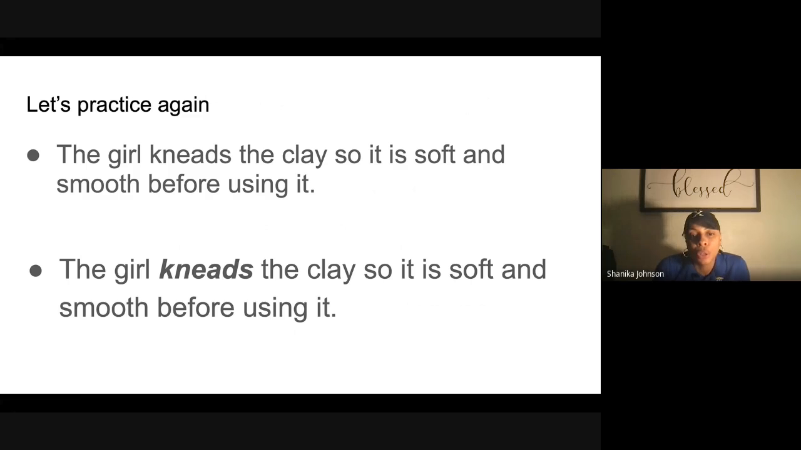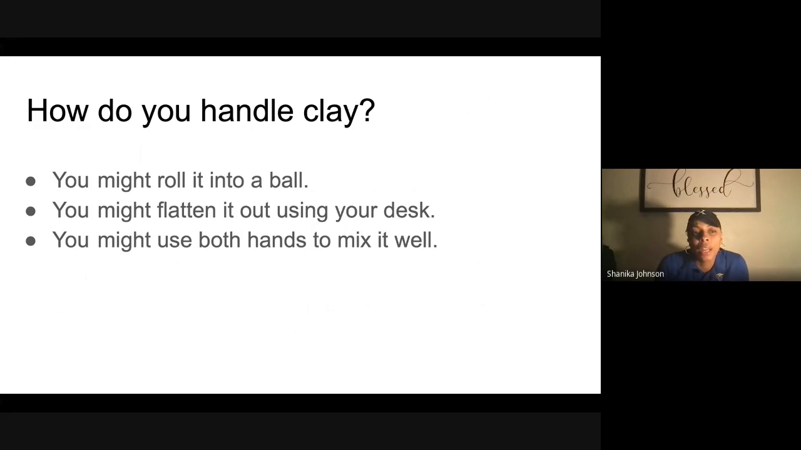So based on the clues or the hints in this sentence, the word has to deal with clay. So we need to think about, how do we handle clay? If I gave you some Play-Doh on your desk, what would you do with that Play-Doh or that clay? You might roll it into a ball. You might flatten it out on your desk, and then you might roll it. You might use both hands to mix it well. So if I gave you some Play-Doh that wasn't super smooth, you would probably use both of your hands to make it nice and smooth. You would mix it well.